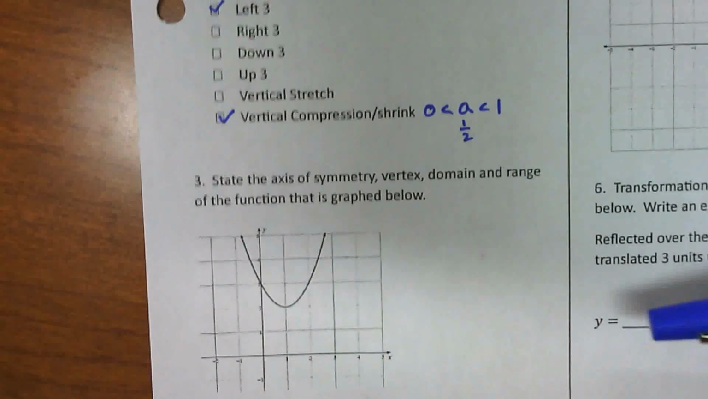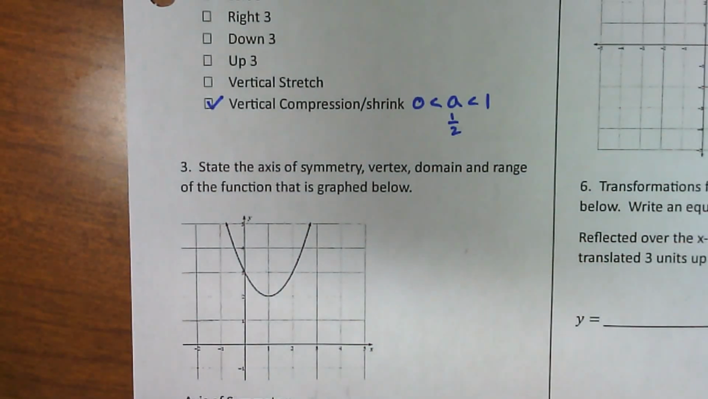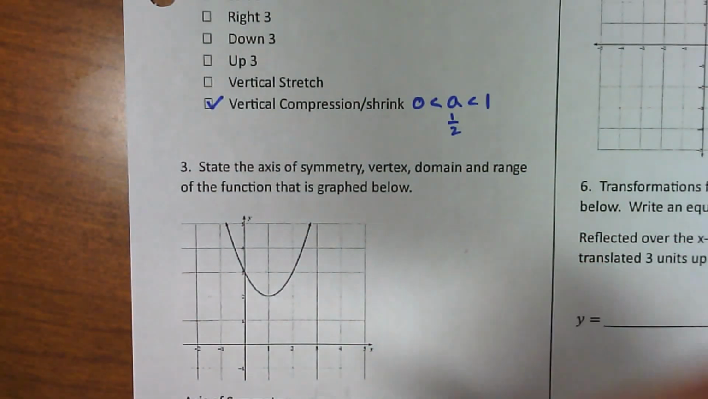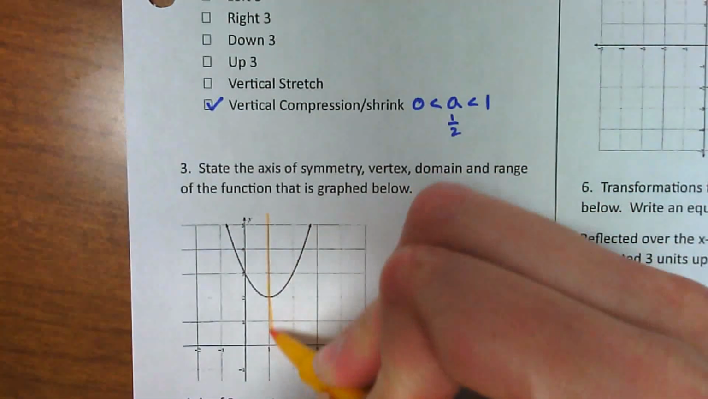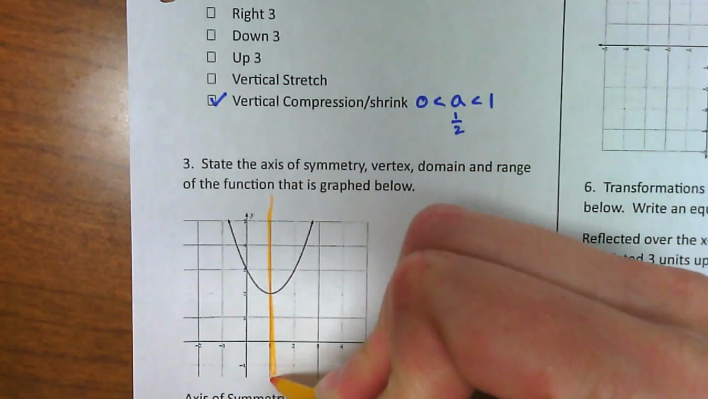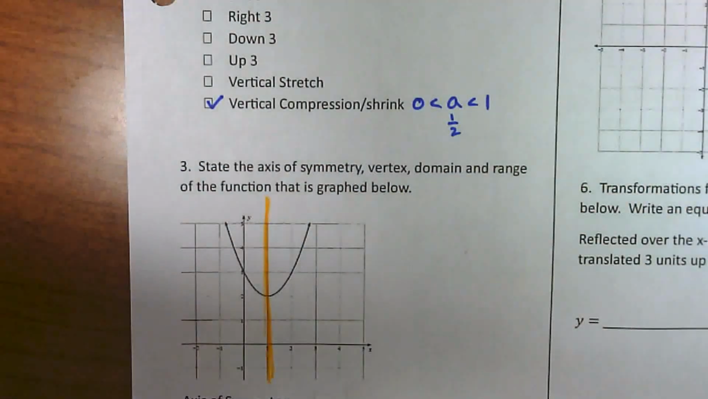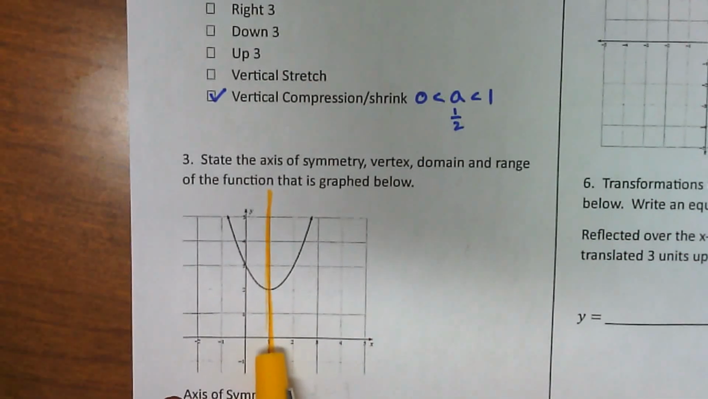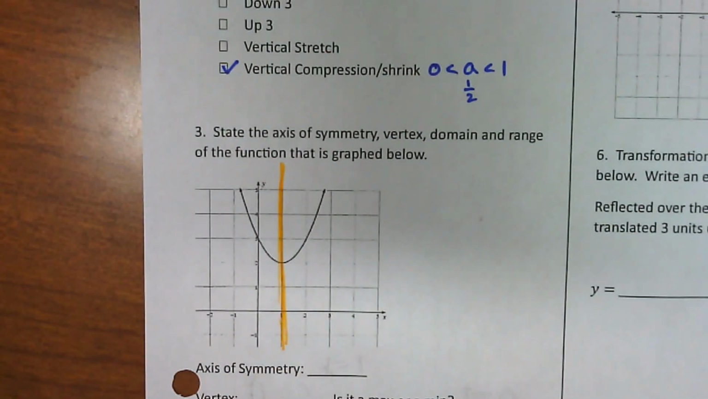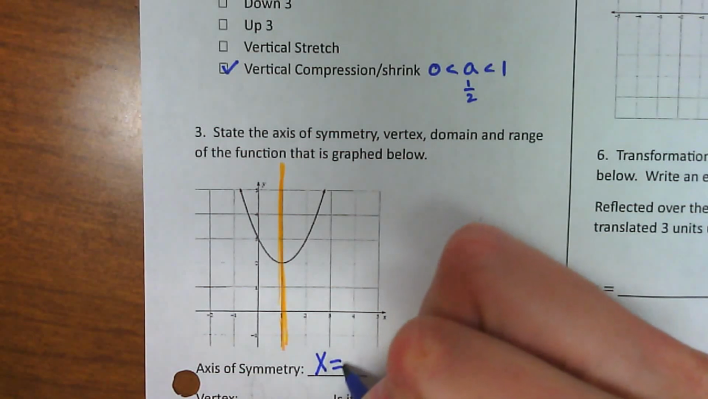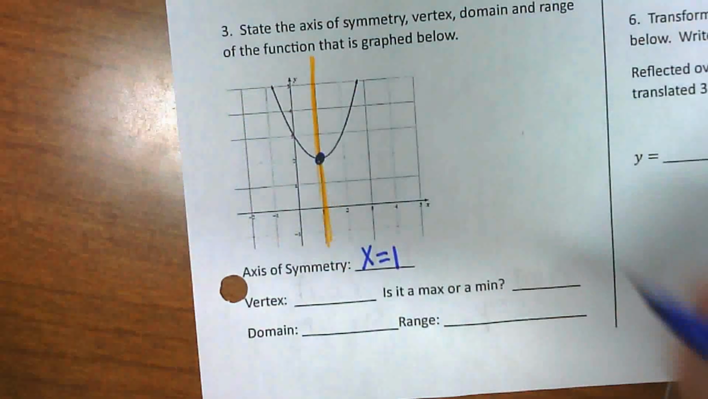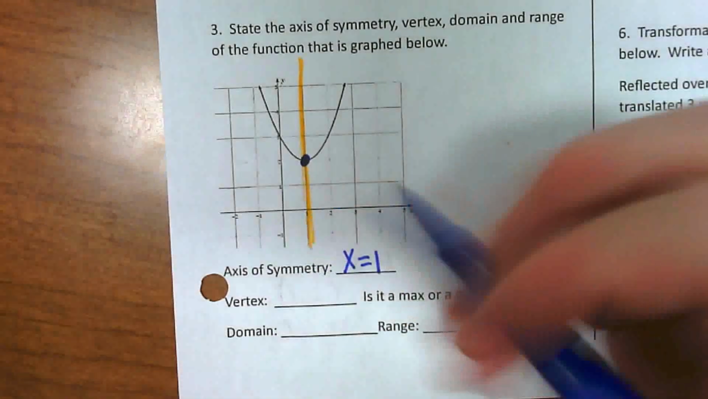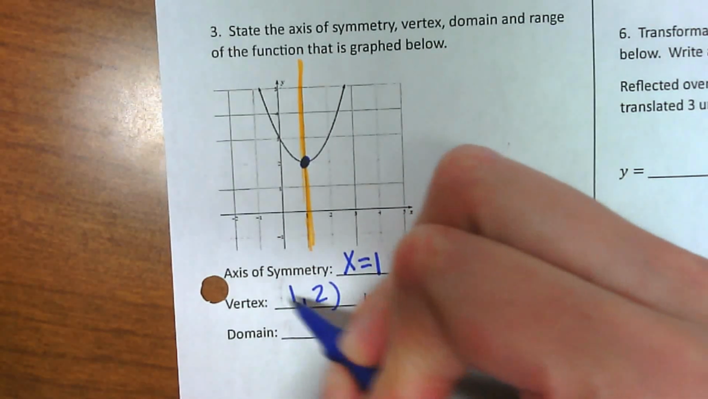Number 3, state the axis of symmetry, vertex, domain, and range. So axis of symmetry is our imaginary line that cuts the graph in half. So it's going like this. It passes through the x value of 1. So our axis of symmetry is x equals 1. Our vertex is the turning point of the graph. This is our vertex. The coordinates of that point are 1, 2.